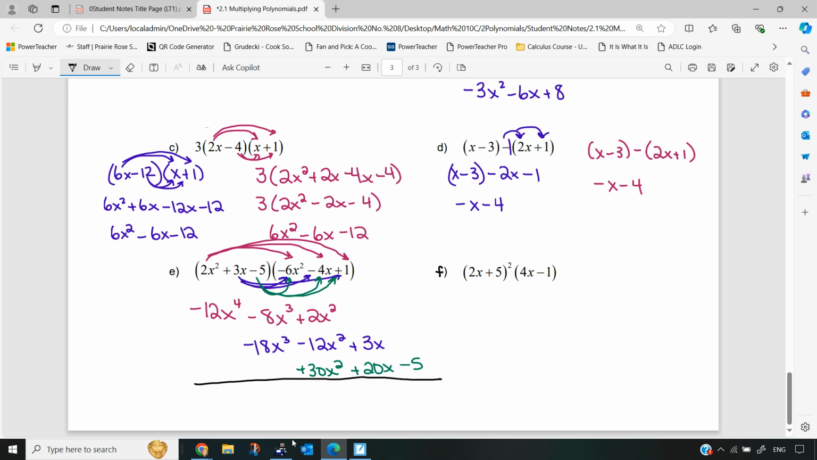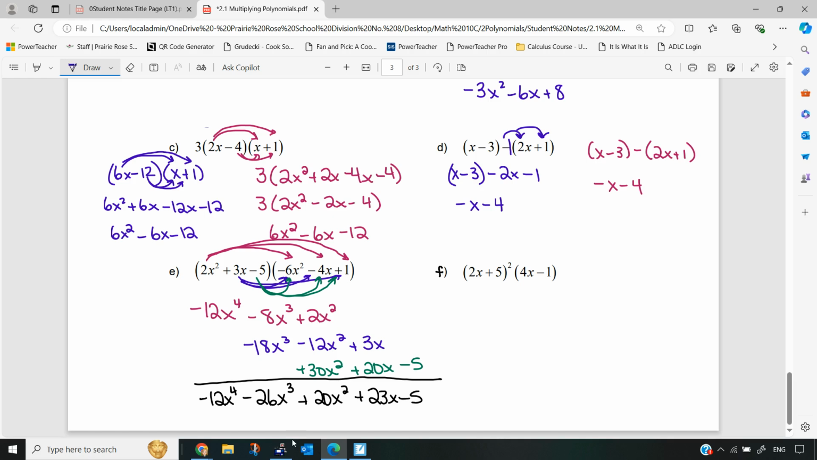So as I combine my like terms, I'm going to have negative 12x to the 4th. Negative 8 minus 18 is negative 26x cubed. Notice again, my variables are not changing now that I'm adding and subtracting. I have 30 minus 12 is 18, plus 2 is 20. So I'll have 20x squared. 3 plus 20 is 23x, and negative 5.